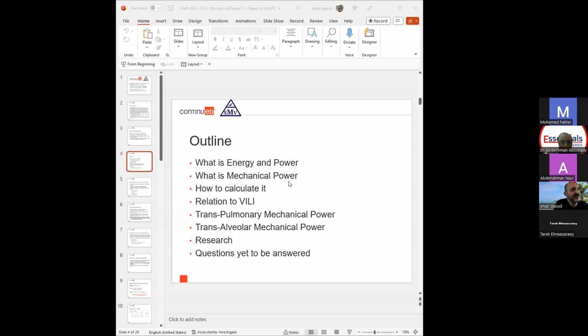Then we'll go a little bit deeper, not just the total mechanical power. We'll go into transpulmonary mechanical power and transalveolar mechanical power. And we can talk about a little bit of research being done on mechanical power and more questions to be answered about that topic.